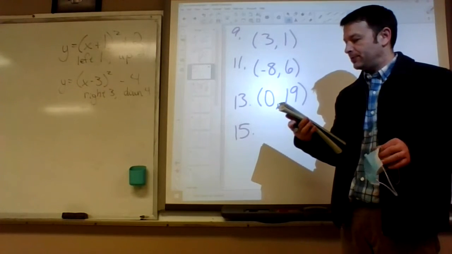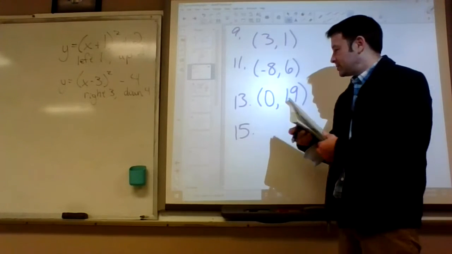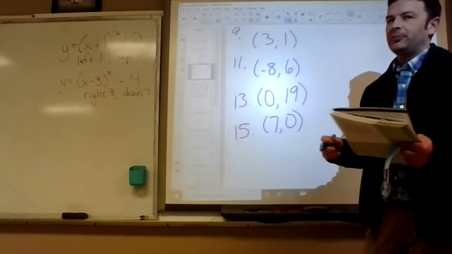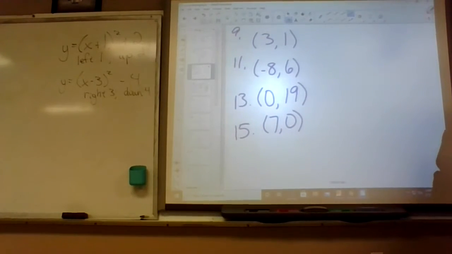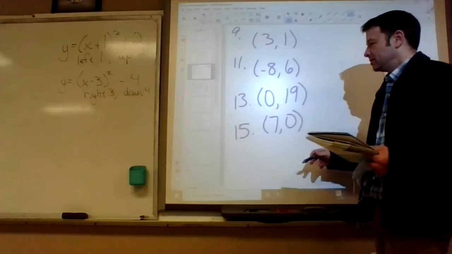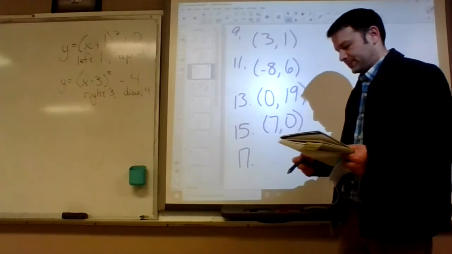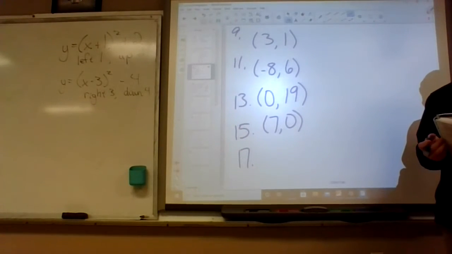All right, where are we at? 15. How does that one move? 7 to the right, so 7, 0. Basically, that's where the middle of the graph is at. On the cubic functions, they call that the point of inflection. On the square functions with the parabola, they call that the vertex.